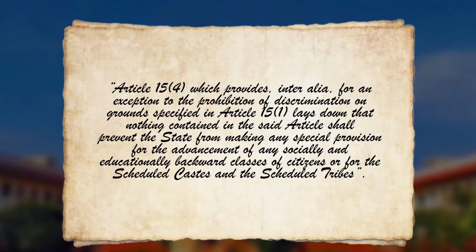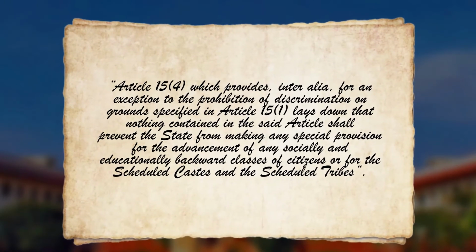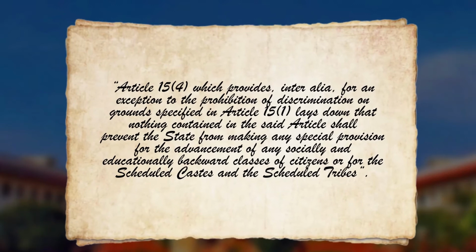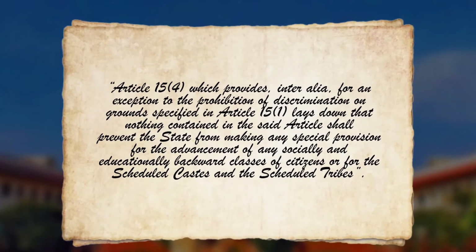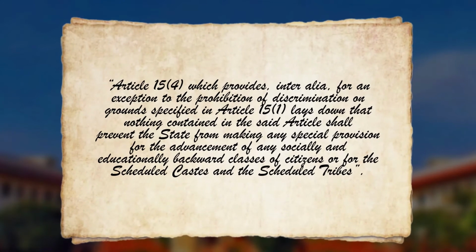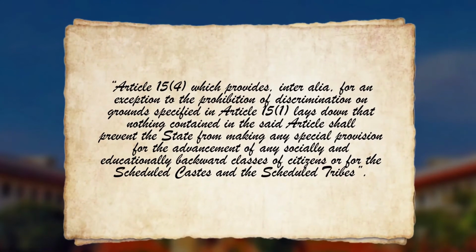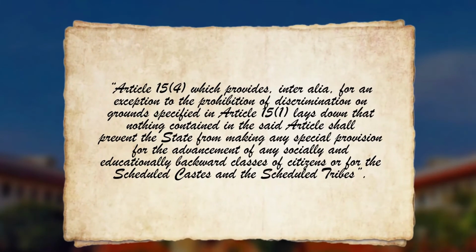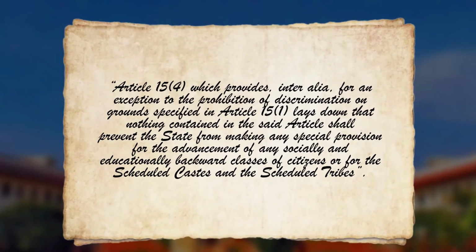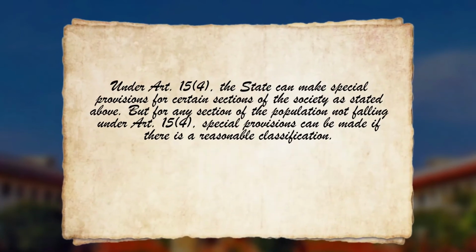Article 15(4), which provides inter alia for an exception to the prohibition of discrimination on grounds specified in Article 15(1), lays down that nothing contained in the said article shall prevent the state from making any special provision for the advancement of any socially and educationally backward classes of citizens, or for the scheduled castes and the scheduled tribes.